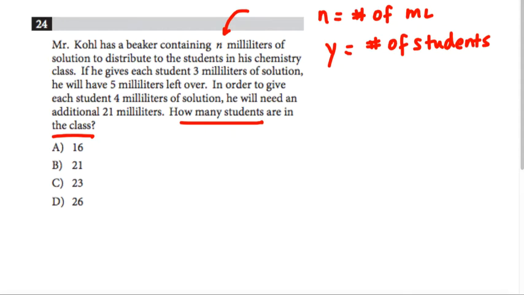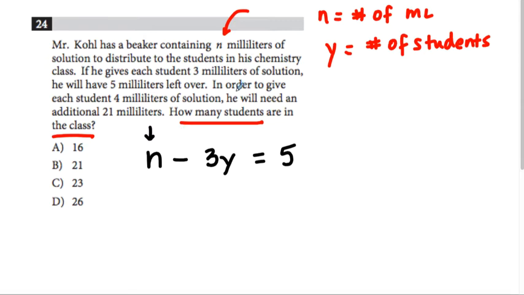I said that if he started with n milliliters and he distributed 3 milliliters to each student, that means he took away from what he had 3 times y, and he was left over with 5. Okay, so let's look at that. This was the number he started with. He gave each student 3. y is the number of students. He had to multiply that by 3, and he had 5 left over. So that was equation number 1.